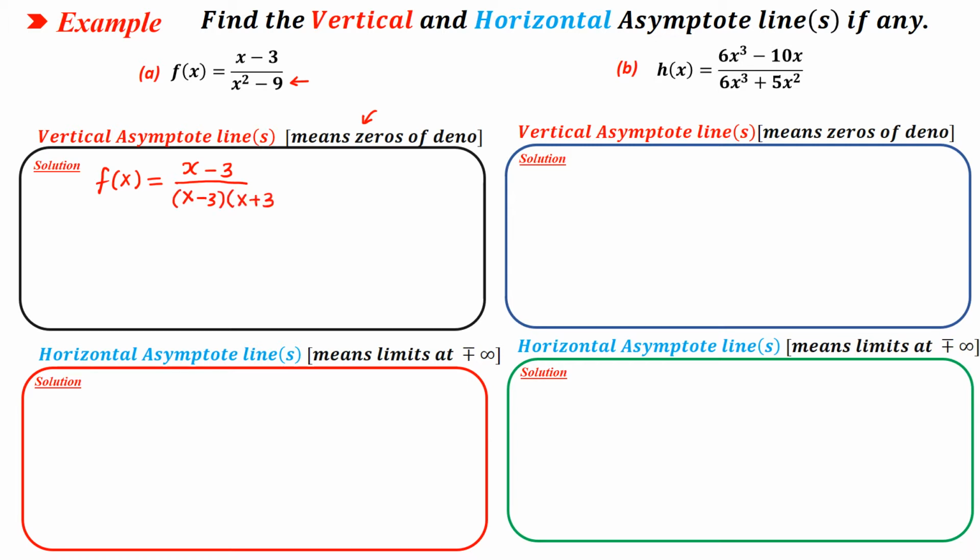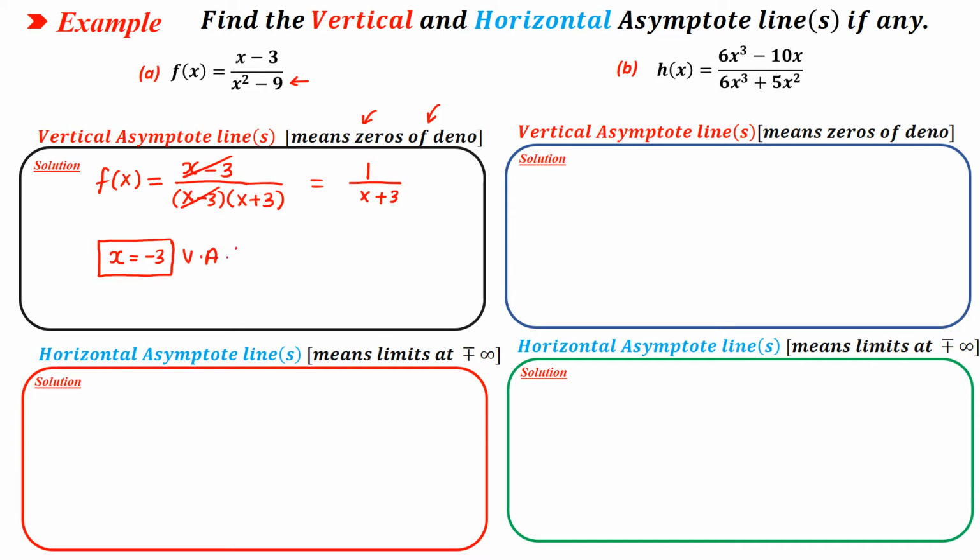Now you have to simplify the function. You have to cancel x minus 3 with x minus 3 and you will get 1 over x plus 3. So you have to take the zeros of the denominator after simplifying. Then we have x equals negative 3. This is the vertical asymptote line of our function.